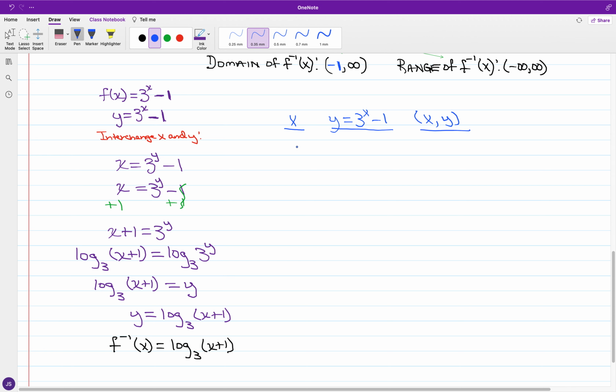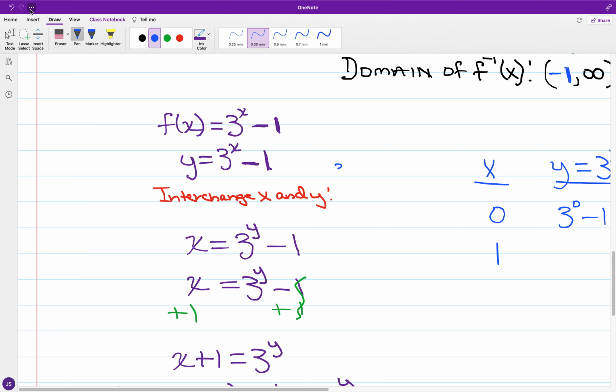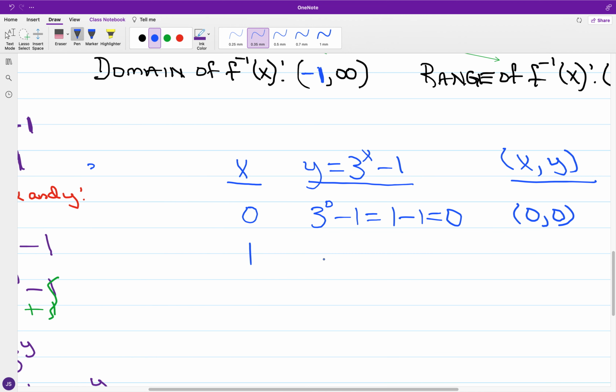So if we have x is 0, we have for y, 3 to the 0 minus 1. And 3 to the 0 is 1, minus 1. And so for the corresponding y value, we have 0. So you're going to have a point on the graph, and that's going to be the origin. And if I go to x equal to 1, we have 3 to the first minus 1. 3 to the first is 3, minus 1. That is equal to 2.